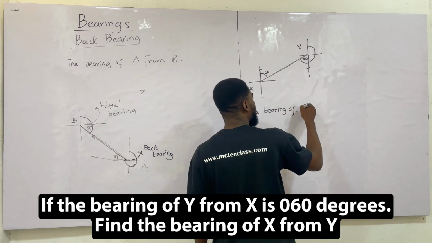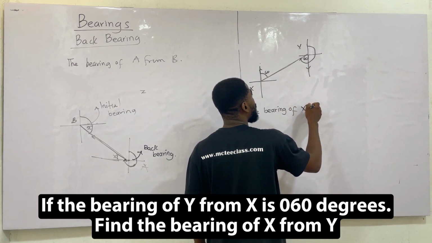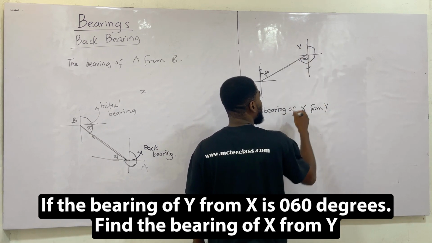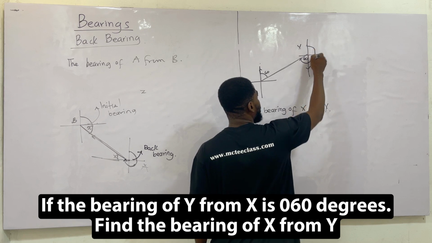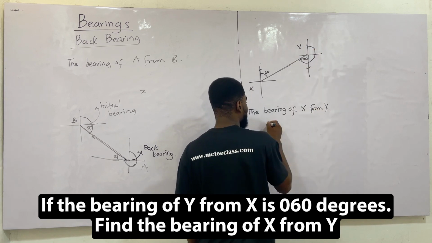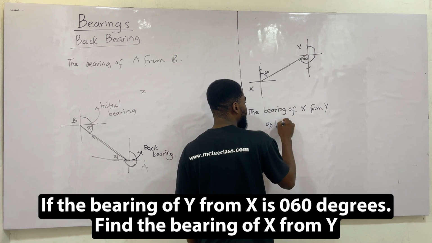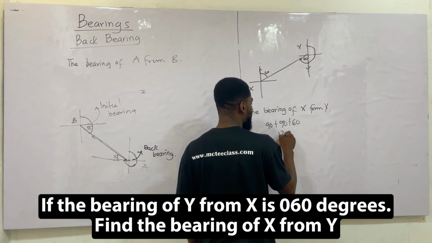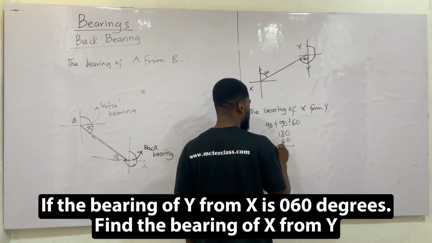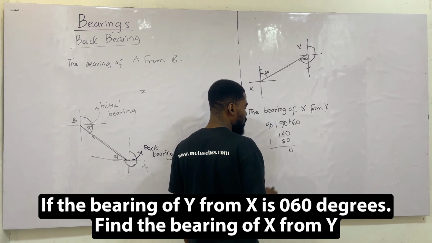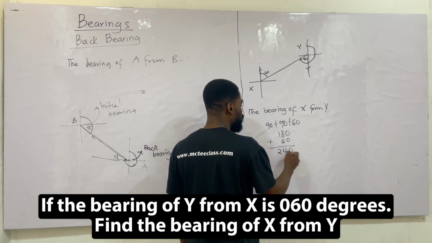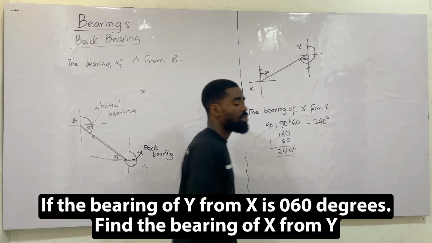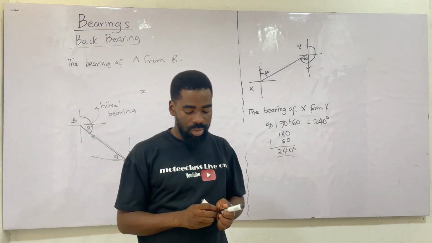This time I want the bearing of X from Y. So Y becomes our origin. Then we turn to here, we get 90. From there, we get another 90. Then plus that 60. That will give us 180 plus 60. What is 180 plus 60? That is 240. Degrees. Therefore, our bearing equals 240 degrees.